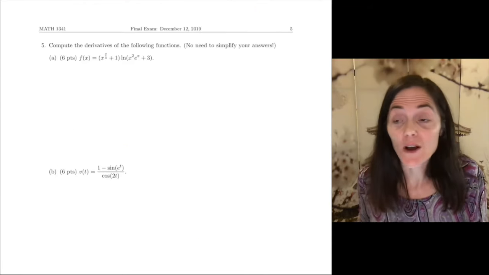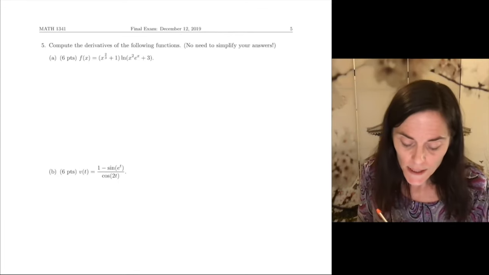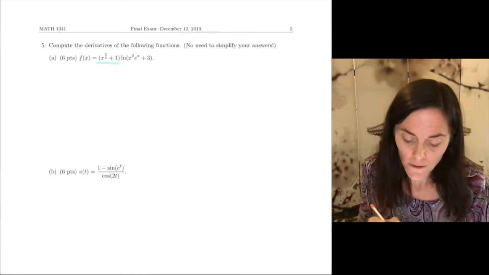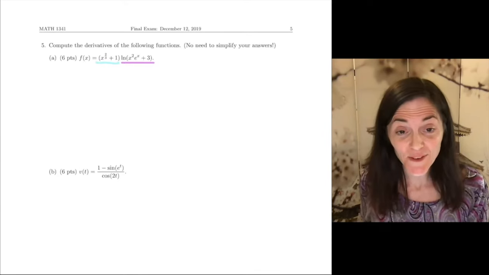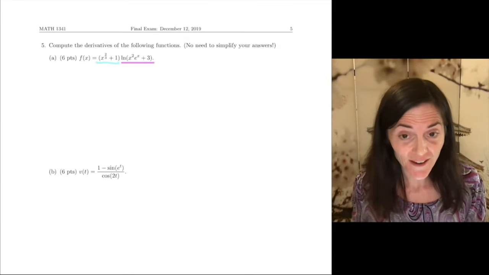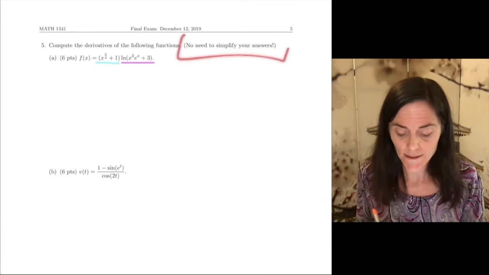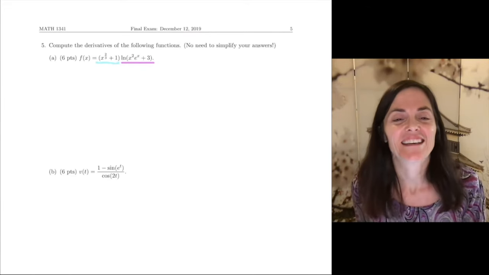Number 5, here we have many rules for derivatives. I see a product. First of all, we do not want to simplify. Every time we simplify, it introduces the possibility of error, and that's not the goal. The goal is to just differentiate, and we will use many rules.